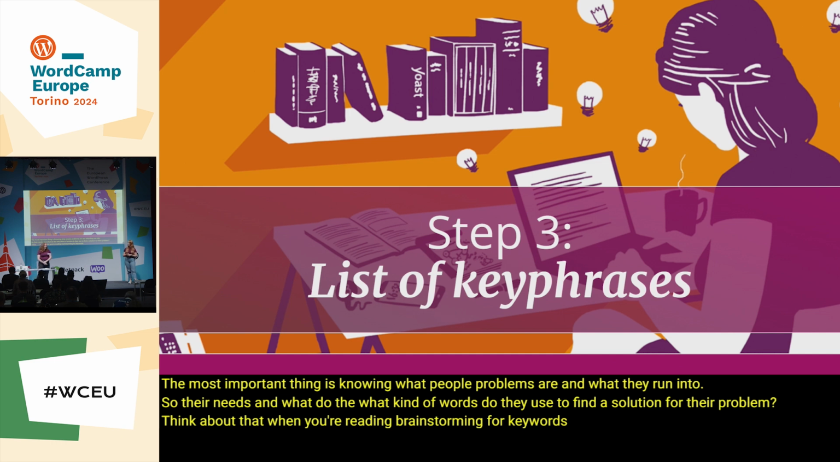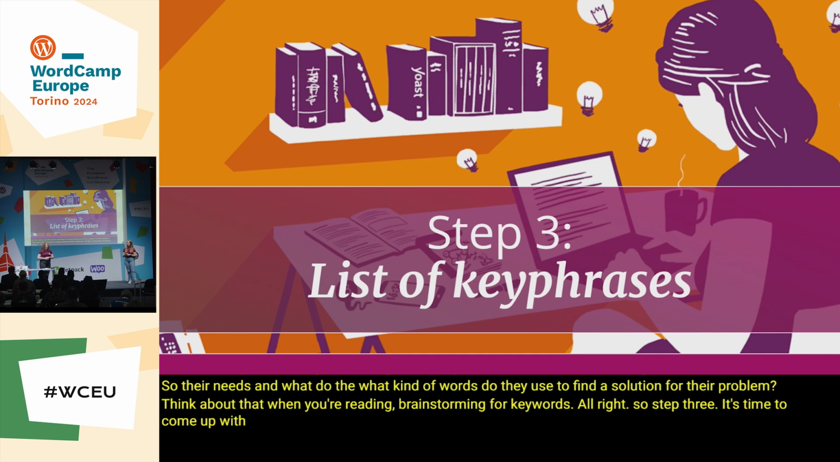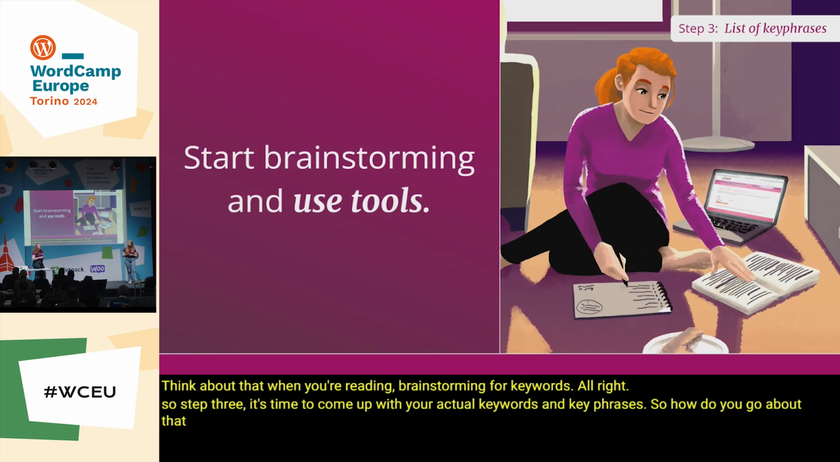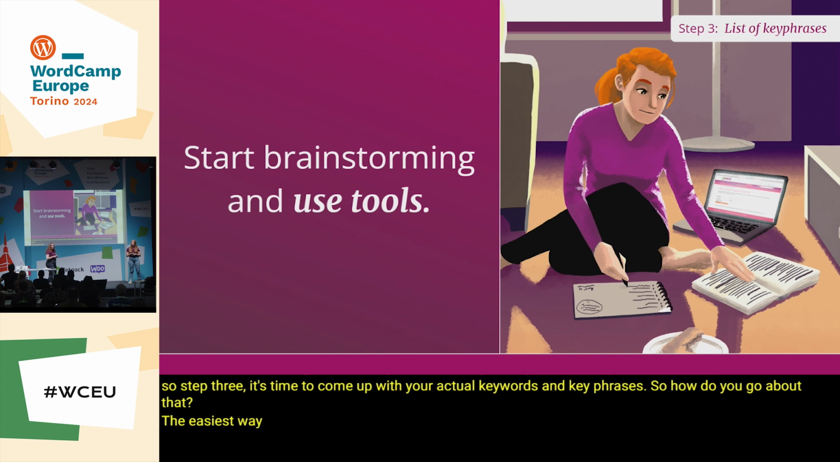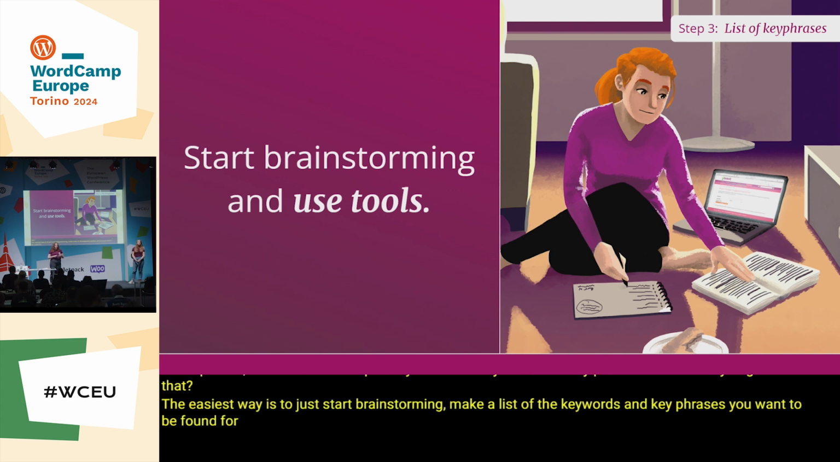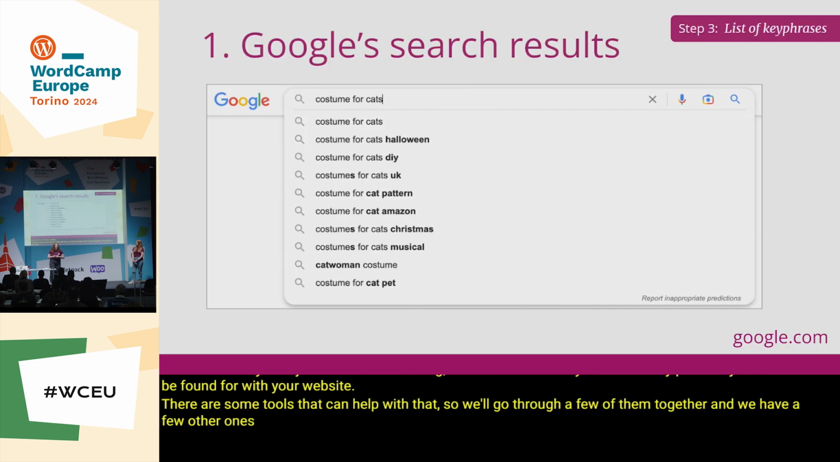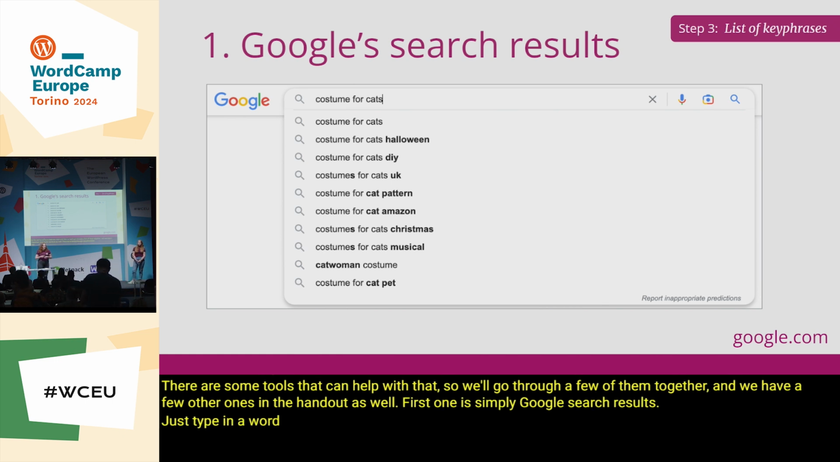All right, so step 3, it's time to come up with your actual keywords and key phrases. So how do you go about that? The easiest way is to just start brainstorming. Make a list of the keywords and key phrases you want to be found for with your website. There are some tools that can help with that, so we'll go through a few of them together, and we have a few other ones in the handout as well. First one is simply Google search results. Just type in a word related to your topic, and you can see suggestions popping up right away.